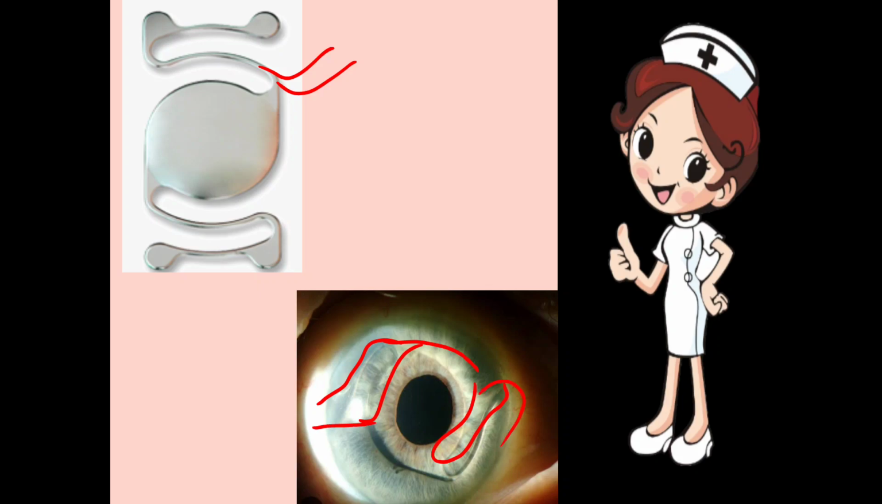Always, ACIOL is given second preference. Mostly first preference is given to the PCIOL, the posterior chamber intraocular lens, because it is safer than the ACIOL.